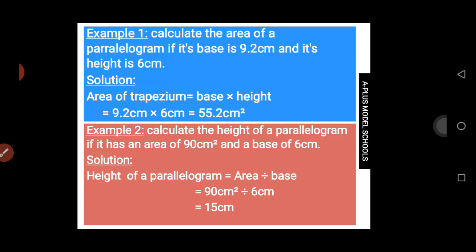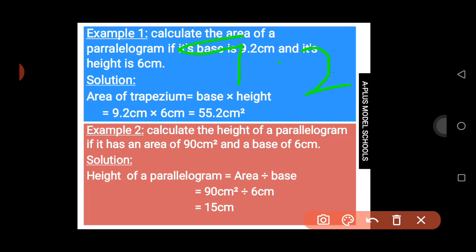So example 1, calculate the area of the parallelogram if its base is 9.2 centimeter and the height is 6 centimeter. We are given the base and the height. So our formula will be base times height, which is 9.2 centimeter multiplied by 6 centimeter. Now let's multiply together to see what we have.